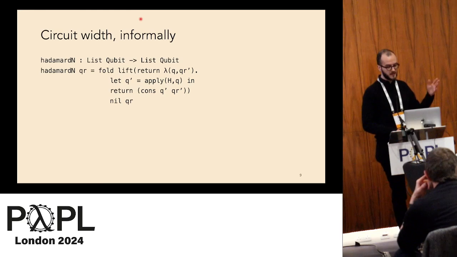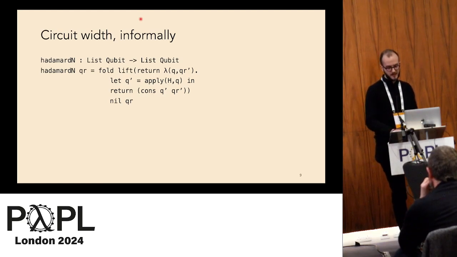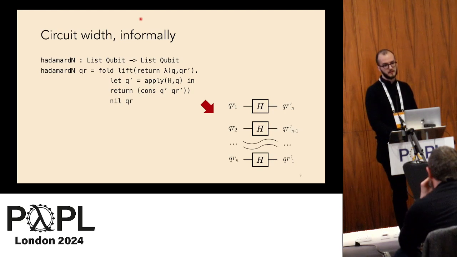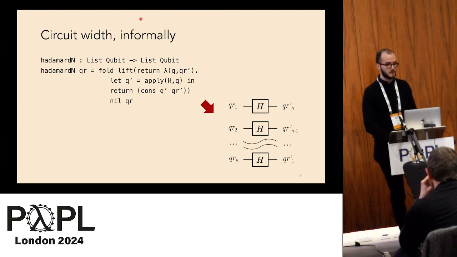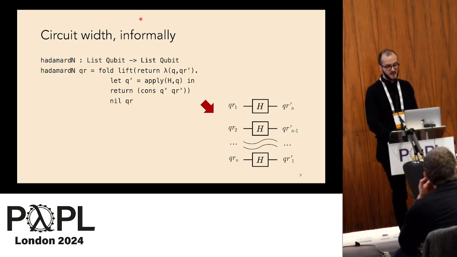For example, Hadamard n is a function from list of qubit to list of qubit, and basically what it produces is the following circuit that just applies the Hadamard gate to all of its inputs. And this is like a pre-processing stage in many quantum algorithms, as you will know. And it's very easy to see that there is no way to give a fixed width upper bound to this circuit, because the width of this circuit is n, where n is the size of the list in input.